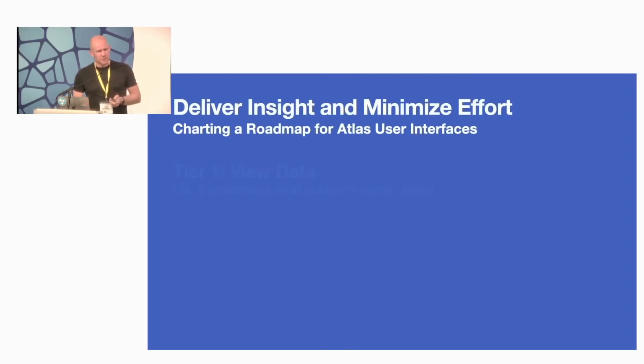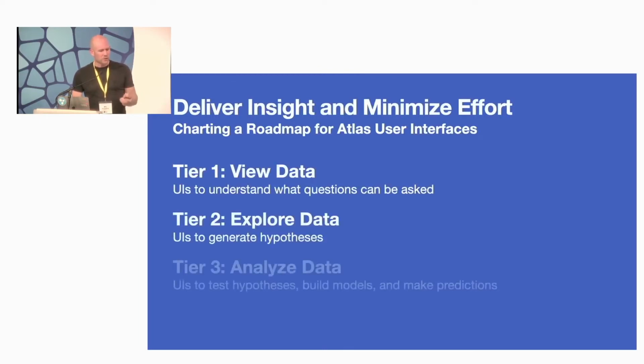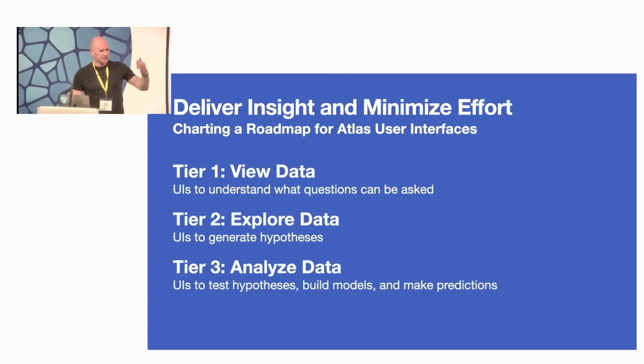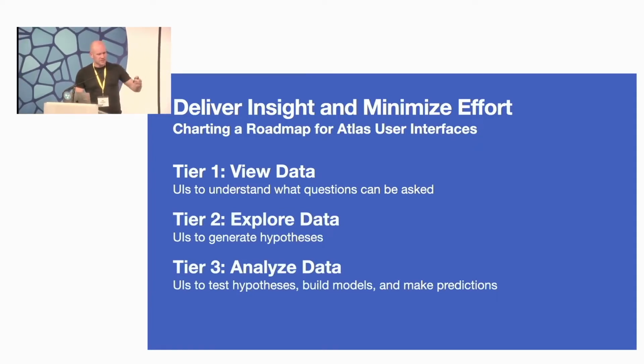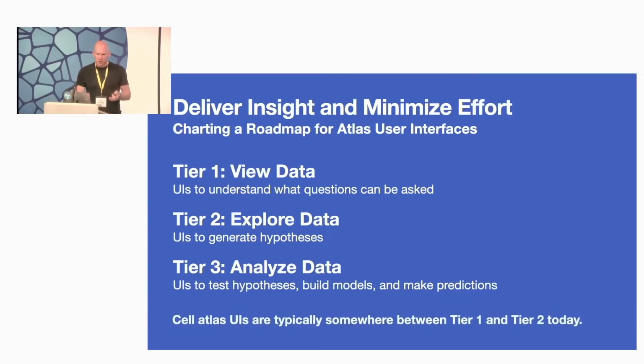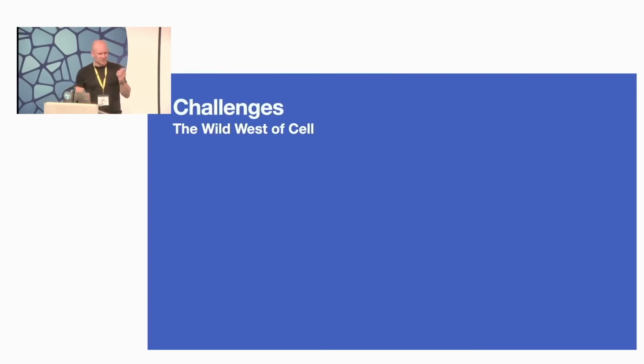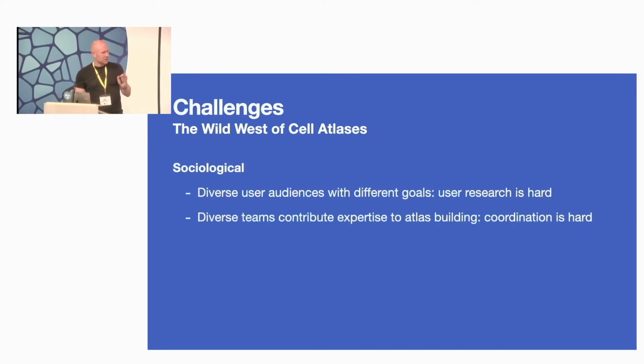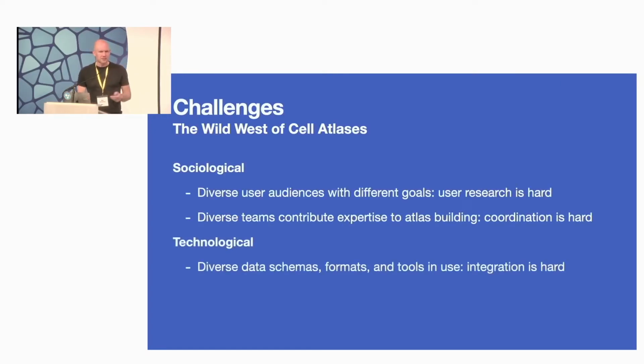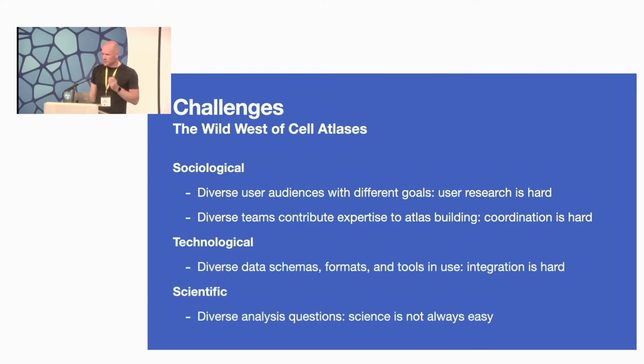I was thinking a little bit about how we're thinking about data analysis, interpretation, different tiers: viewing data, exploring data, analyzing data. I think what we typically do with data portals these days and cell atlases, we're somewhere between tier 1 and tier 2, right? Hopefully in the future we can build interfaces that allow people to build models and make predictions. That's where we want to go, but we're not there yet for sure. And finally, there are a number of challenges, right? It's Wild West times, sociological challenges, technological challenges, and then scientific challenges as well.